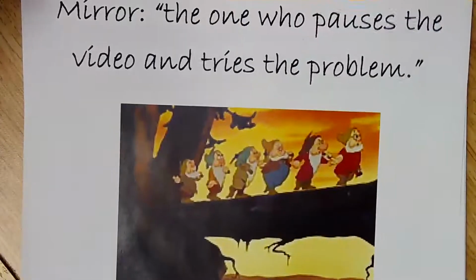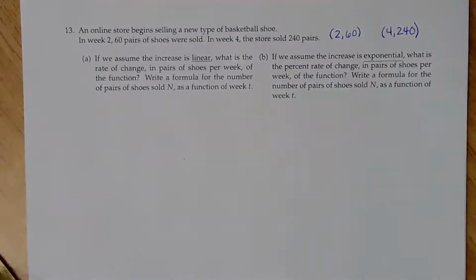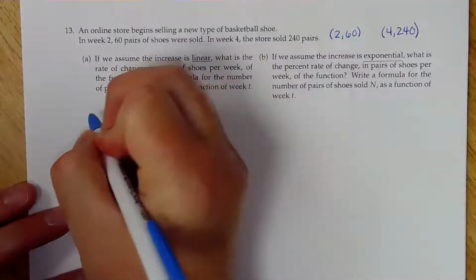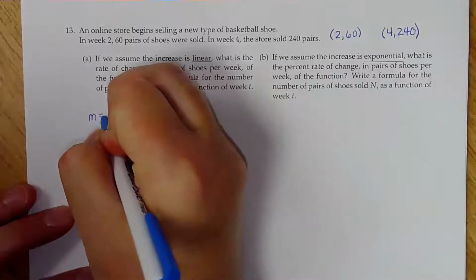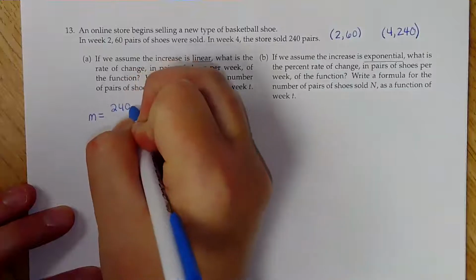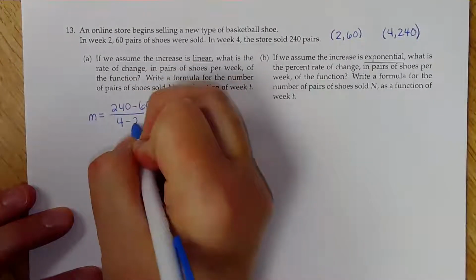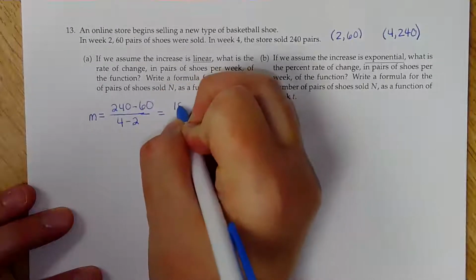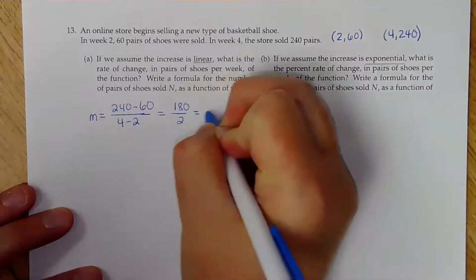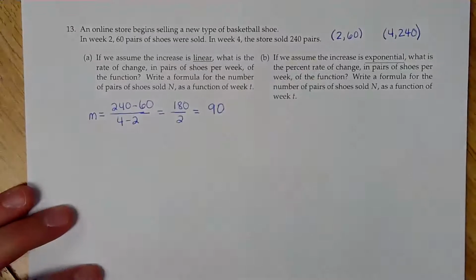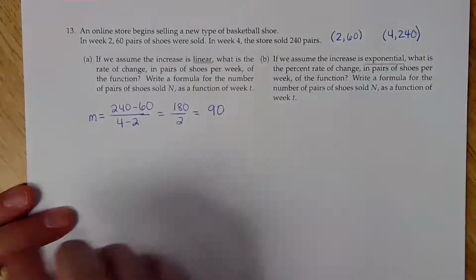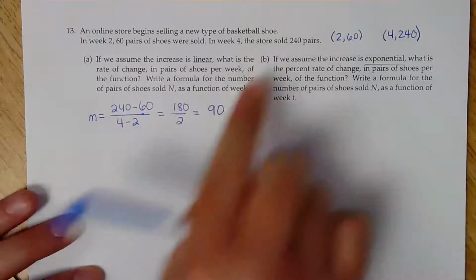All right, so hopefully you gave that a try. We're going to start by finding the slope here. So m is 240 minus 60 over 4 minus 2. That gives me 180 over 2, which is 90, which is a positive slope, and that's a good thing since we're increasing the number of shoes.